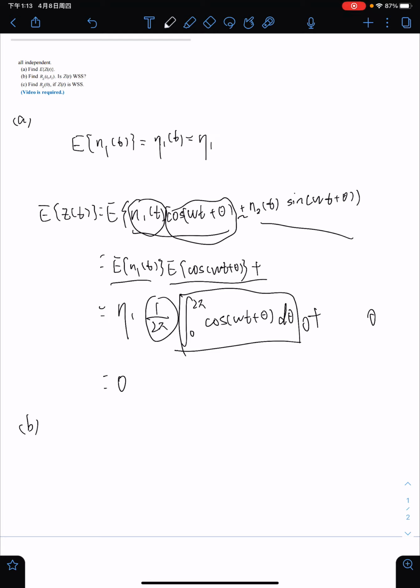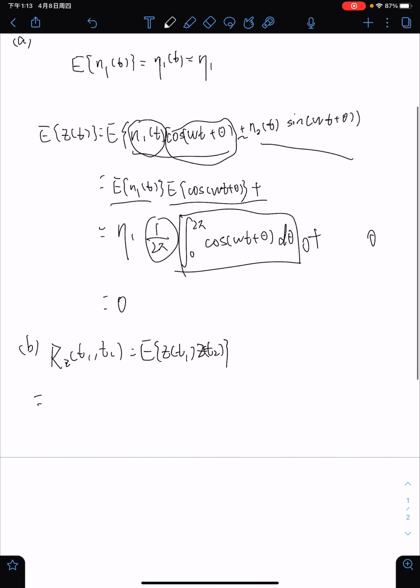Okay, the second question, autocorrelation. First we write it down as the definition, the expected value, and then we expand it. It's a large work, so I will skip it, but I will note 2 points.